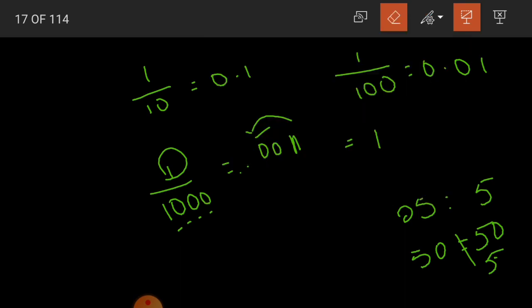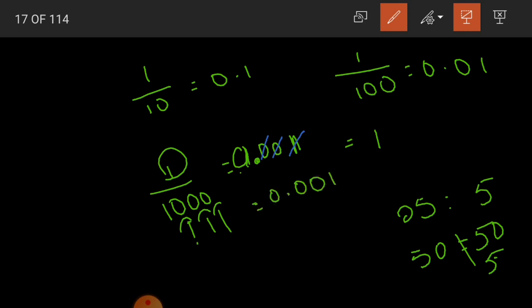Now what will be the second step, children? Second step would be to count the number of zeros in the denominator. In the denominator we are having 1, 2 and 3 zeros. So for this number 0001, after 3 digits from the right, 1, 2, 3, we have to place our decimal point. So 1 by 1000 is equal to 0.001. Is it clear, children?